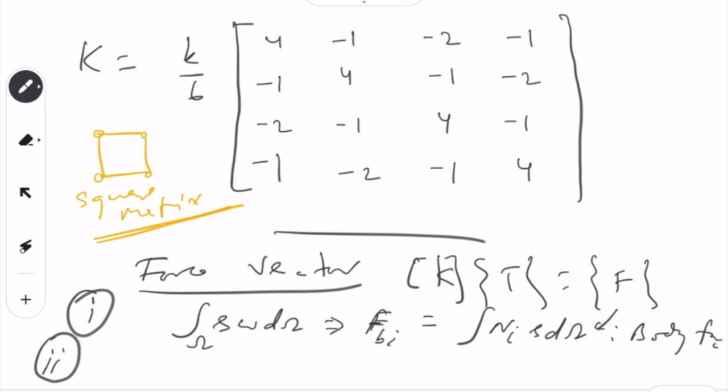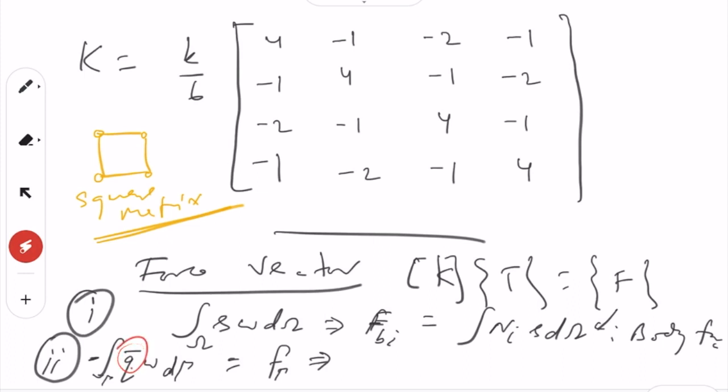Second is coming from the boundary, and those values we have seen were like this one. We had q bar, on the boundary gamma, and we had the W part there, q bar times W d gamma, and we had the minus sign here. We called this F gamma, which is because of the boundary forces applied, meaning the flux applied. This is minus because q bar is the heat loss.